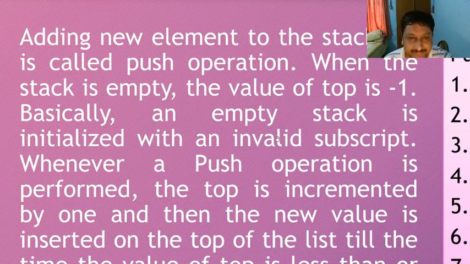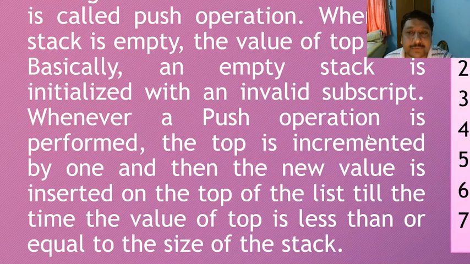So have patience here and listen carefully. Whenever a push operation is performed, the top is incremented by 1 and then the new value is inserted on the top of the list. When we add one element, we have to maintain a variable known as top, and that variable will be incremented by 1. When the stack was empty, it was -1. If we add 1, it will become 0, meaning there is one value at the 0 location.